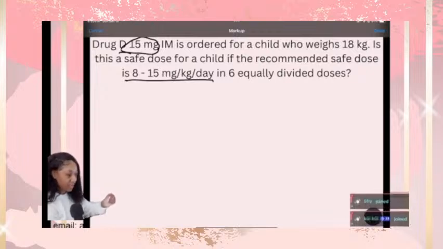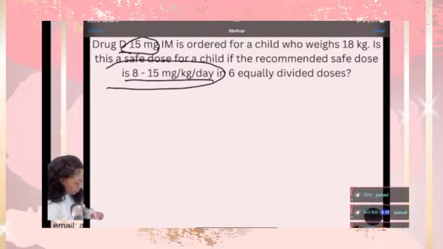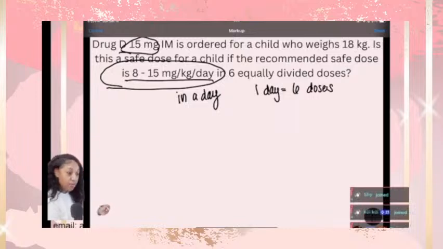I know, Ebony. That's why we're going to walk through it. So this is giving you the total amount that they can get in a day. But in that day, you have 6 equally divided doses. So in a whole day, which is 24 hours, you have 6 doses. So 24 divided by 6, you will give it every 4 hours.